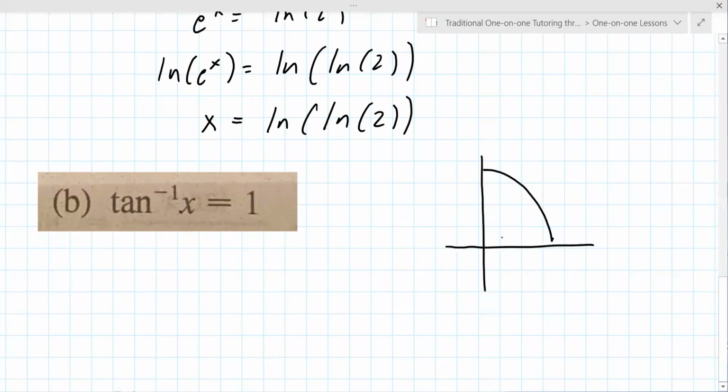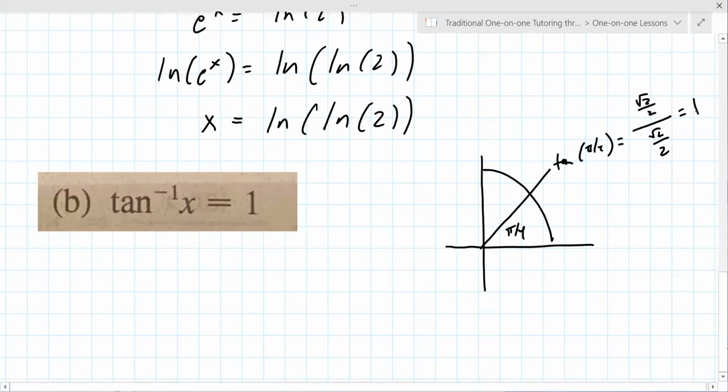On the unit circle at pi over 4, the tangent of pi over 4 equals root 2 over 2 over root 2 over 2, which equals 1. So the answer here is x equals pi over 4. I don't know how to explain that other than to say this is a unit circle problem. It's not an e or a log problem unless there's something I've never seen before, how you express tangent inverse in terms of e and ln. So you may have to go to your instructor on that one to find out what they meant.